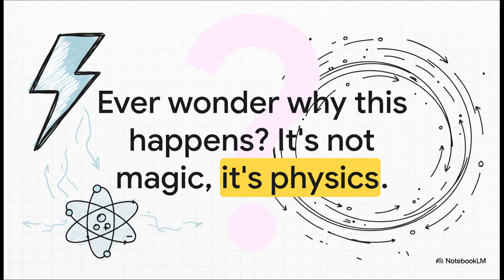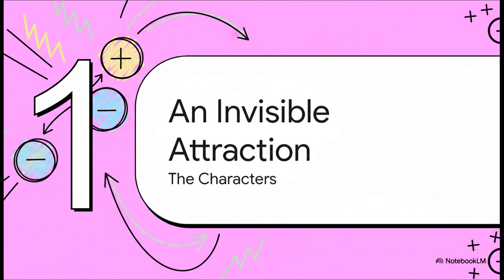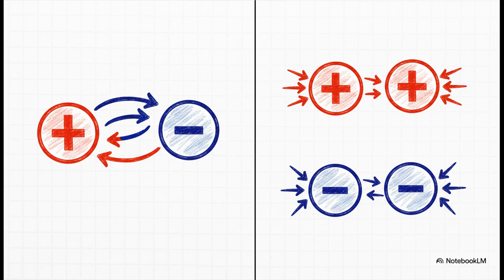And to get there, we need to meet the main characters in this story. In this invisible world of electricity, there are really only two kinds of players, two characters, if you will. We simply call them positive and negative. And their entire existence, everything they do, is built on a very, very simple set of rules. And this is the golden rule. It's the one law that governs every single one of their interactions.